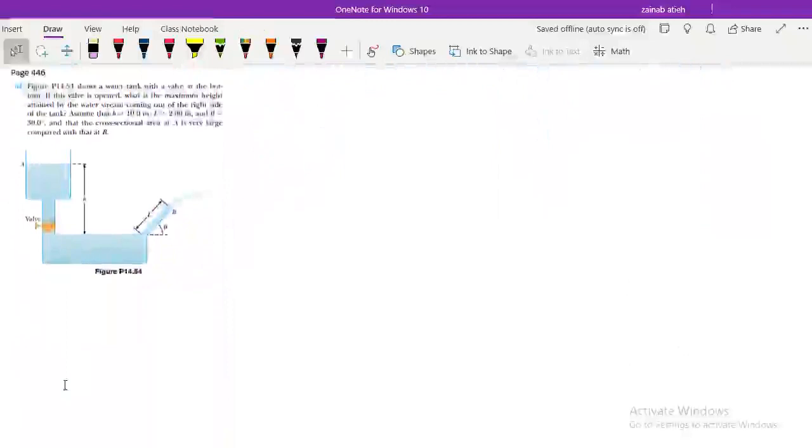Now let's do problem 54, page 446. Figure P14.54 shows a water tank with a valve at the bottom. If this valve is opened, what is the maximum height attained by the water stream coming out of the right side of the tank? Assume that h equals 10 meters, l equals 2 meters, and theta is equal to 30 degrees, and that the cross-sectional area A is very large compared with B.